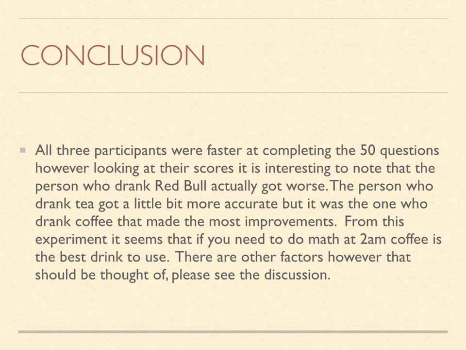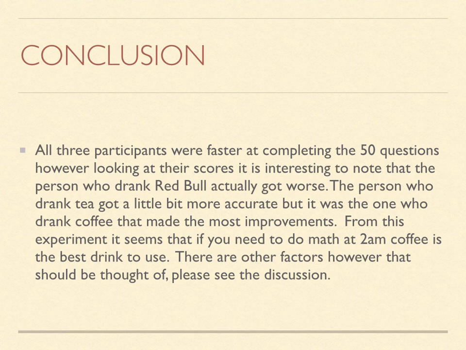So again, all three were faster, but it's interesting to note that the person who drank Red Bull actually got worse. The person who drank tea got a little bit more accurate, but it's the one who drank coffee that made the most improvement. So from this experiment, it seems that if you have to do math at 2 o'clock in the morning, it's best to drink coffee.